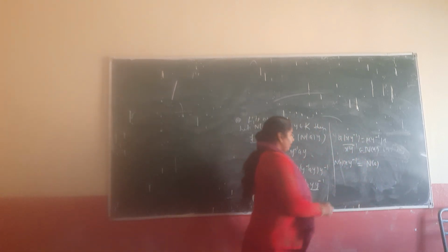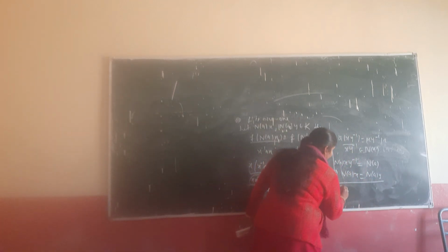यहाँ से हमारे पास क्या होगा, तो x y inverse belongs करेगा normalizer of A, क्योंकि ये A के साथ कम्यूट कर रहा है। तो x y का inverse belongs to this. It means N(A)xy inverse, राइट साइड पे अप्लाई कर सकते हैं और लेफ्ट साइड पे अप्लाई कर सकते हैं, which is equal to N(A). This implies N(A)x is equal to N(A)y. तो यहाँ से हम कह सकते हैं F is one-one.